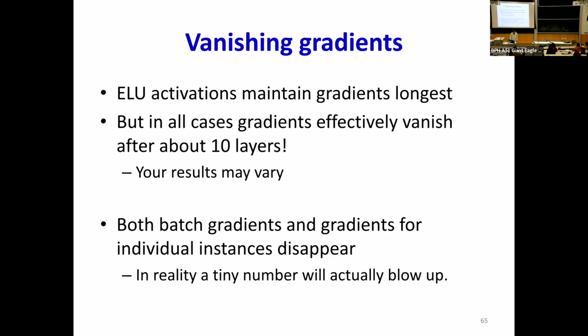And so we find ELU activations maintain gradients longest, but in all cases, gradients have effectively vanished after about 10 layers. And this is true for both batches or for individual instances because the behavior is the same. I've considered the batch because we know that the Jacobians vary by input, right? So if I average this over many inputs, maybe you get decent behavior. No, you do not. By the time you get to the 10th layer, things have vanished, right?